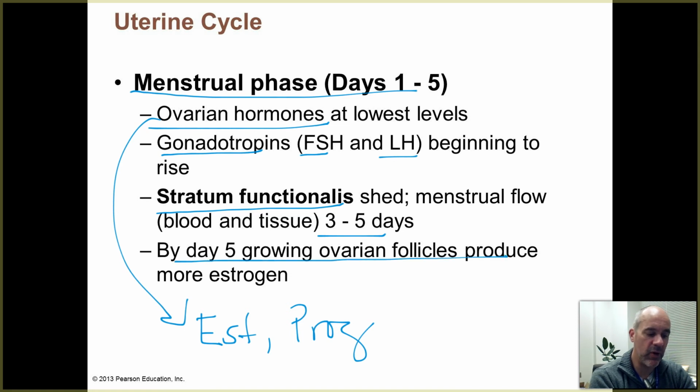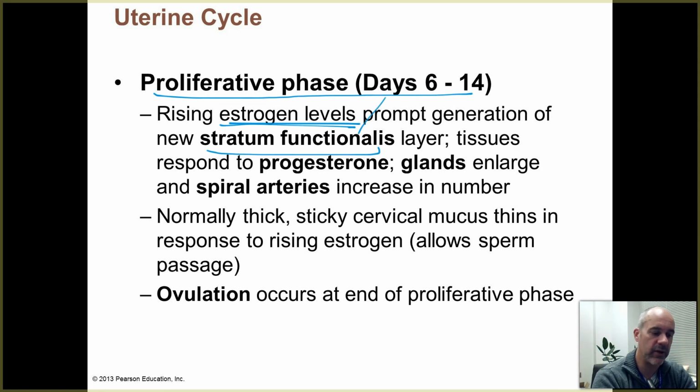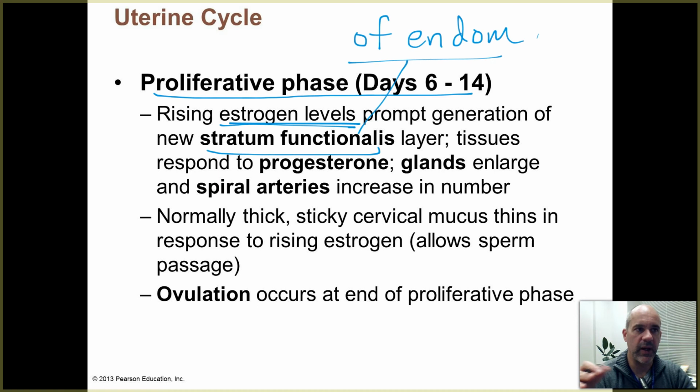By day 5, your growing ovarian follicles are producing estrogen. So estrogen levels are starting to rise. And so we're going to move into the next phase of the uterine cycle. Days 6 through 14, that's called the proliferative phase. Okay, so estrogen is important for triggering a new stratum functionalis layer of the endometrium to develop. Again, that's your most superficial sublayer of the endometrium that's facing the lumen of the uterus.